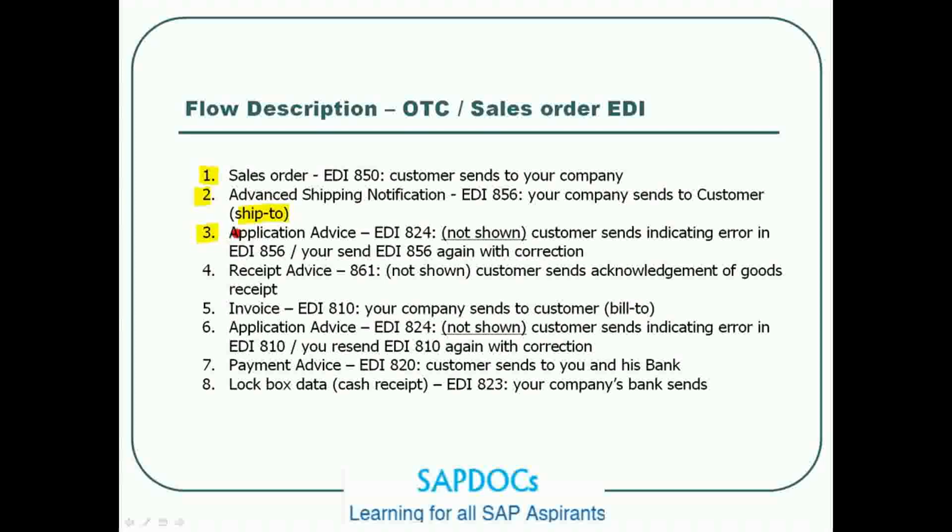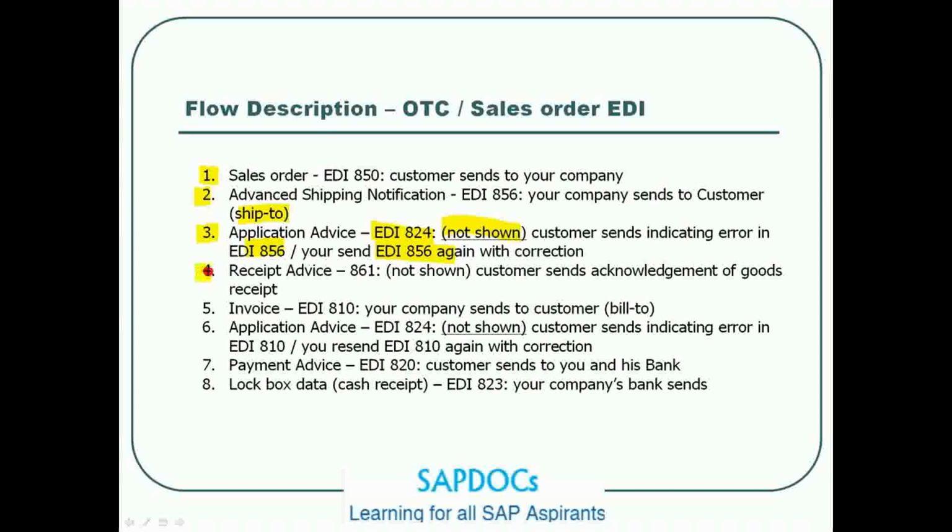Number 3, this is not shown in the flow, but chances are that you are going to see this message in your professional life, which is called application advice. It is the EDI 824 message. The customer will send this indicating there is an error in the 856, and he is going to ask you to resend the 856 with correction.